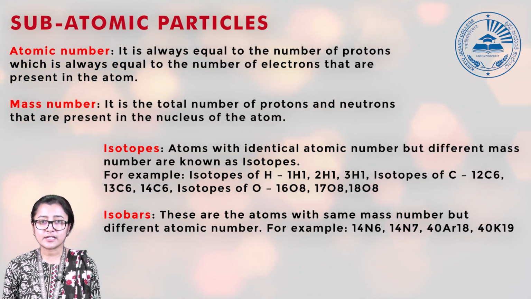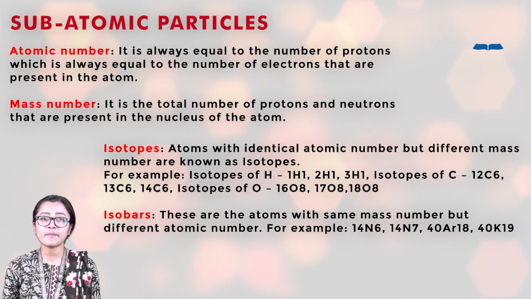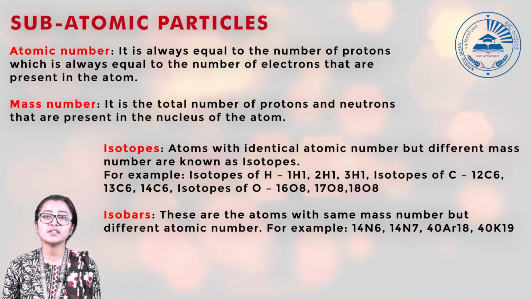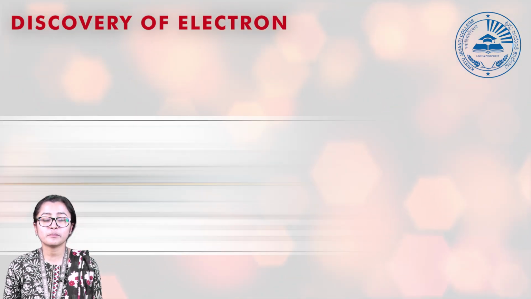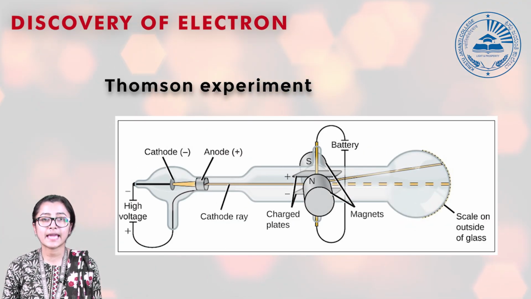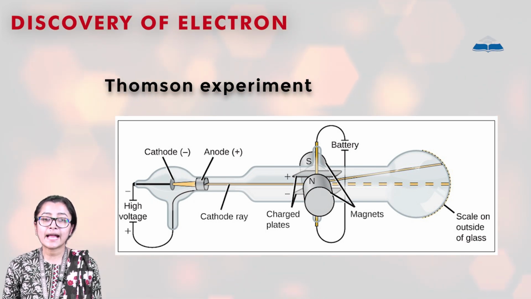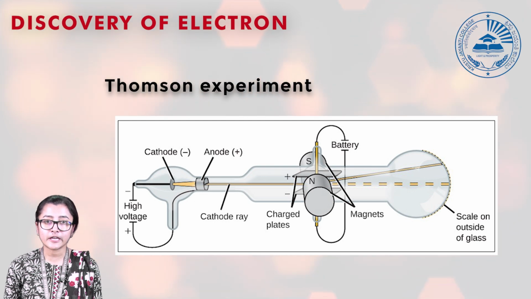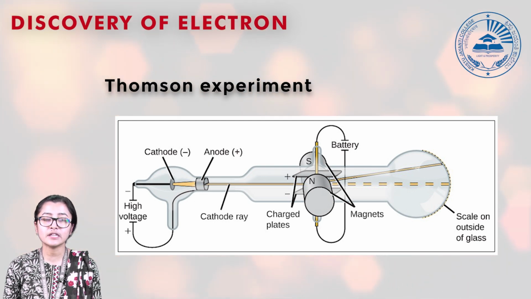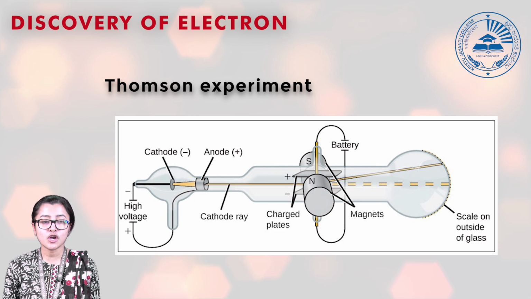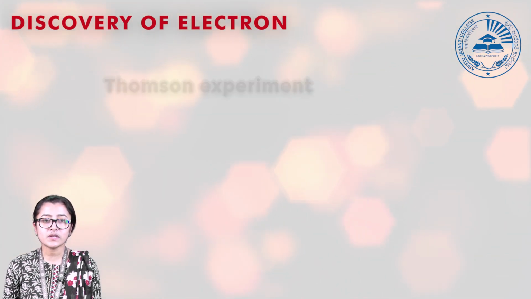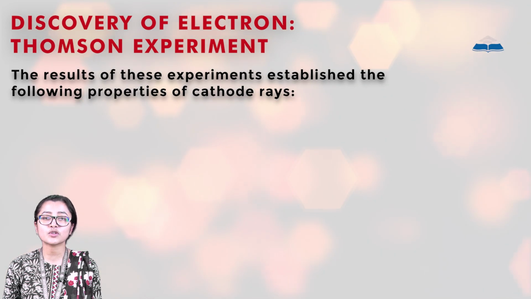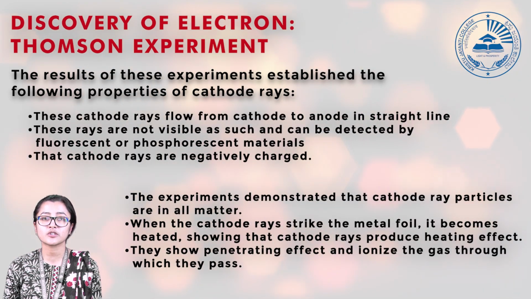Now, all of this atomic structure and the study of the subatomic particles started with the discovery of the electron by J.J. Thomson. J.J. Thomson performed an experiment with the help of a cathode ray tube, in which he passed a cathode ray and placed perpendicularly arranged magnetic and electric fields on the path of the cathode rays. From this experiment, the observations that he made were, number one, that the cathode rays always flow from cathode to anode in a straight line.